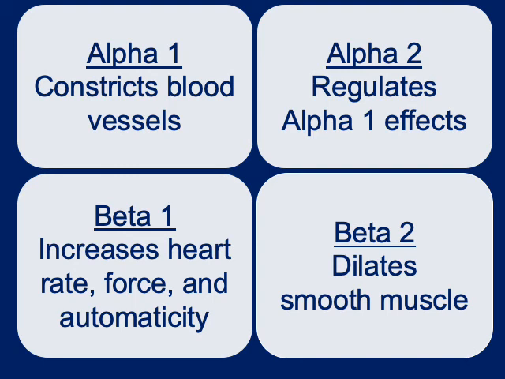Beta 2 dilates smooth muscles, and this is specifically in the lungs. This is a beta 2 specific bronchodilator, essentially. And that helps you because if you dilate smooth muscle in your lungs, if you open up your bronchial tubes, more air gets into your alveoli, more air gets exchanged. So if you increase your heart rate, if you increase your blood pressure, and you increase your flow of air into and through the alveoli, you've just improved your perfusion.